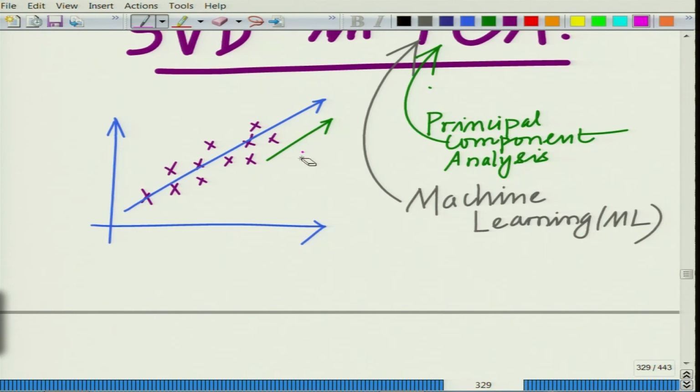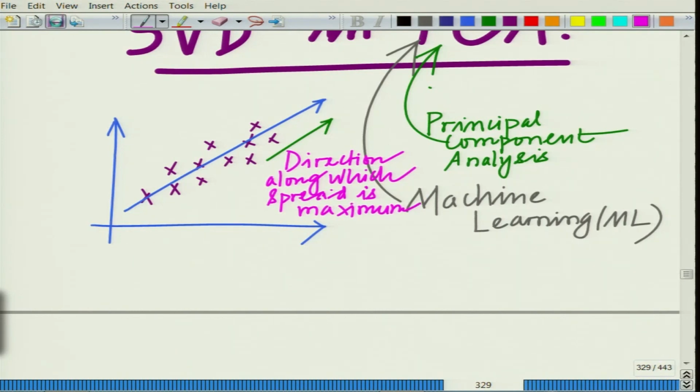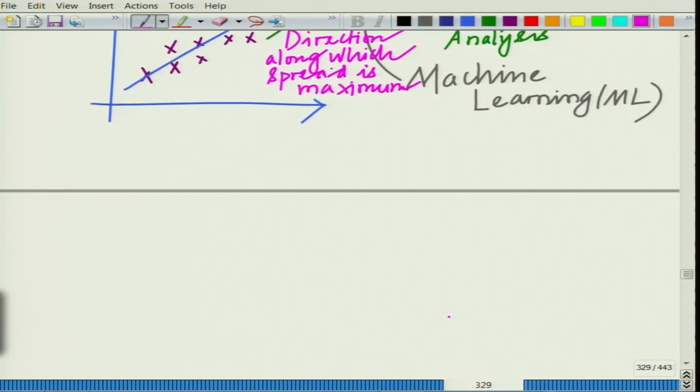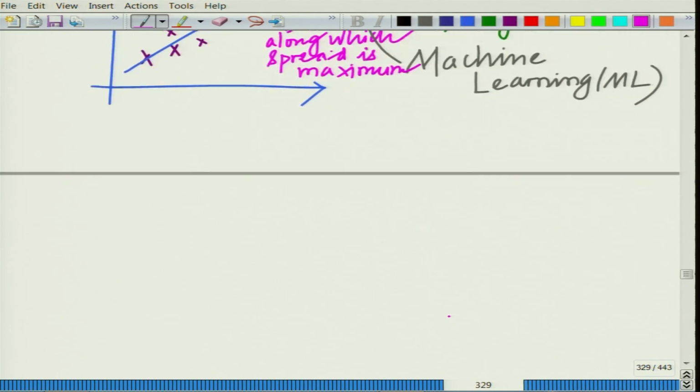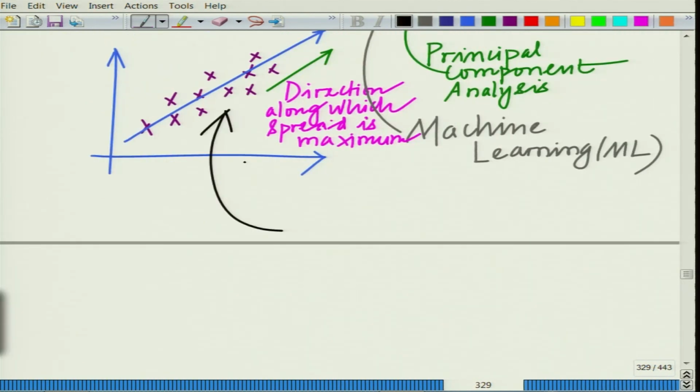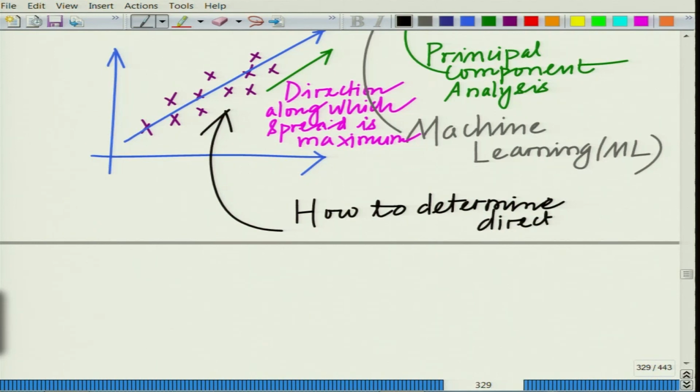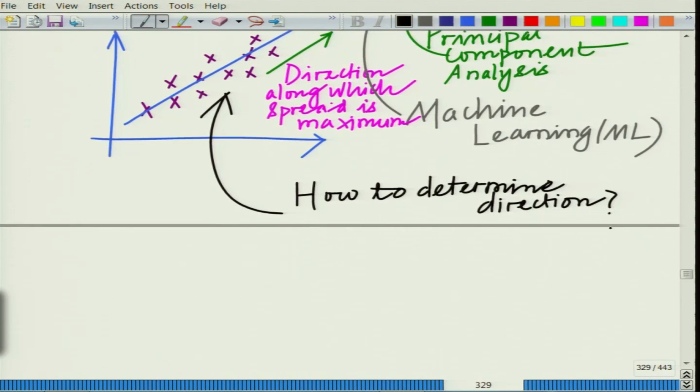This is the direction along which the spread of the data is maximum. So that is essentially your principal component analysis. And how do we determine these directions? That is the question. How do we determine this direction along which the spread is maximum?